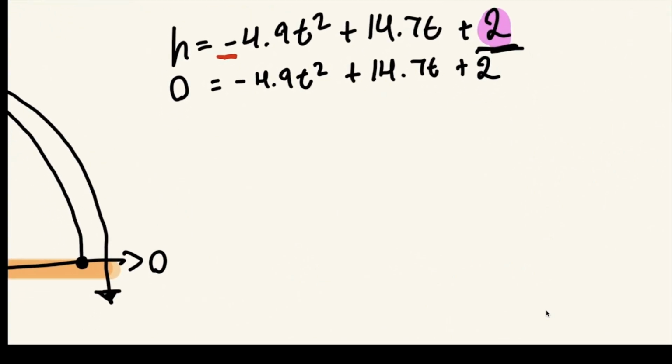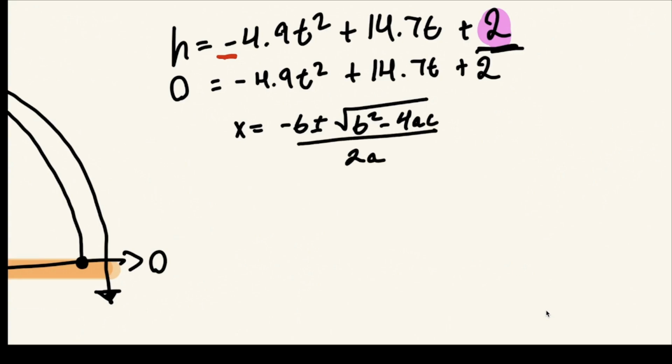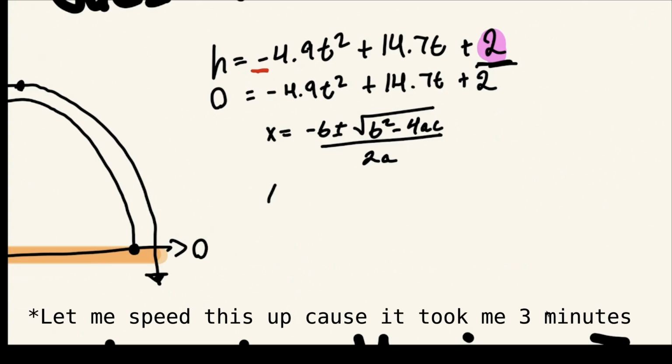So in this case, I don't think it can be factored, so I'm just going to use the good old quadratic formula. x equals negative b plus or minus the square root of b squared minus 4ac, over 2a. And let me quickly plug in all the values.